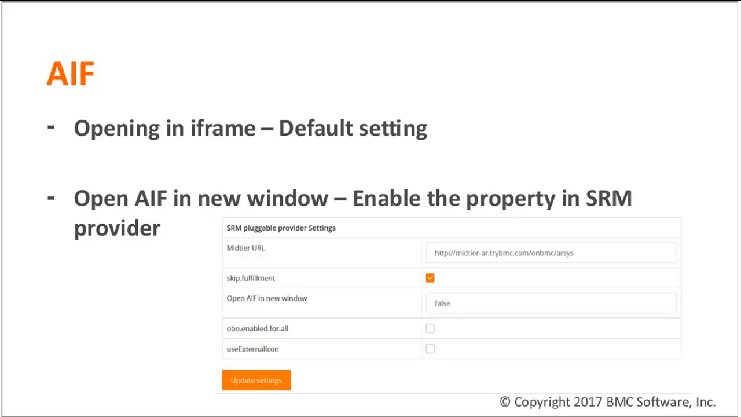Now this is the provider configuration screenshot. You can also see another property here called skip fulfillment. Basically, when you create a request, there is an underlying fulfillment process, which is either an incident or work order or change or anything.